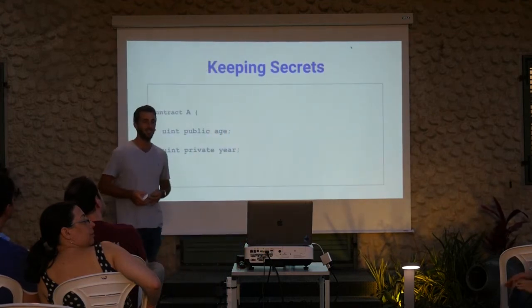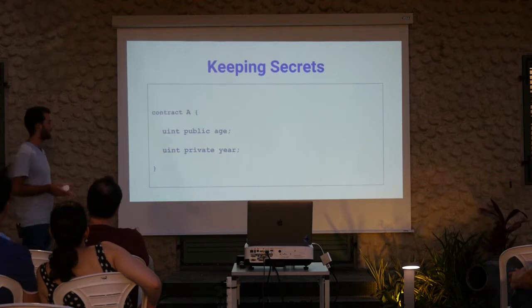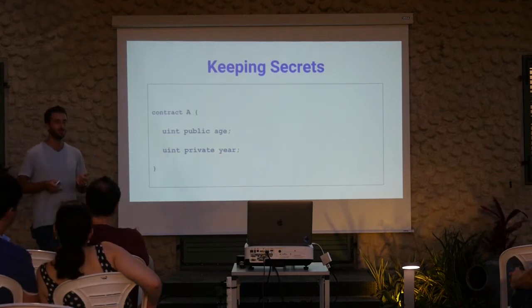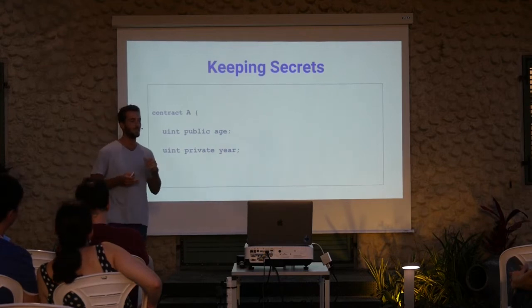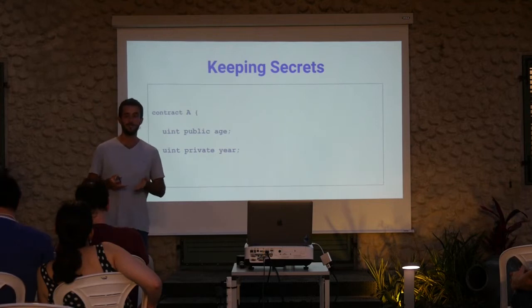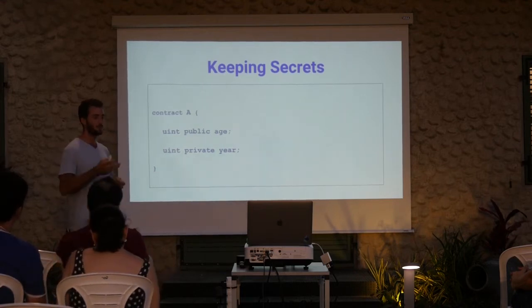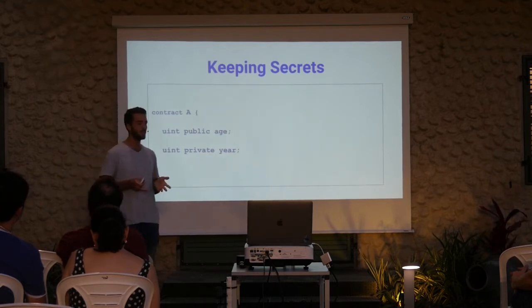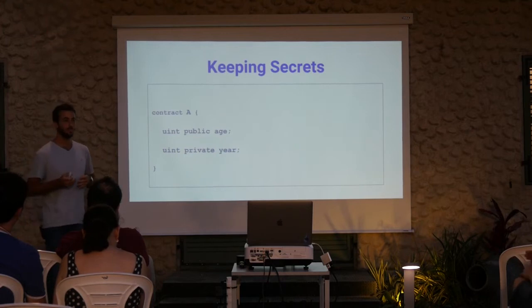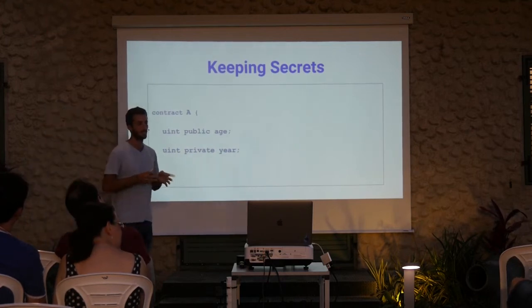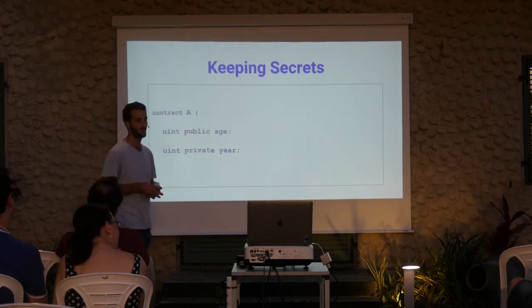All right, so keeping secrets. It's not a real vulnerability, but it's kind of funny. In Solidity, we also have public and private for local parameters, local variables. And it doesn't mean that if we declare a variable to be private, it's really private, because as we all know, the blockchain is public. So in this case, if I would ask contract A for the value of age, I will get it. If I ask for the value of year, I will get an error. However, if I trace back all the transactions that were sent to contract A, I can calculate by myself the value of year. So there are no secrets.